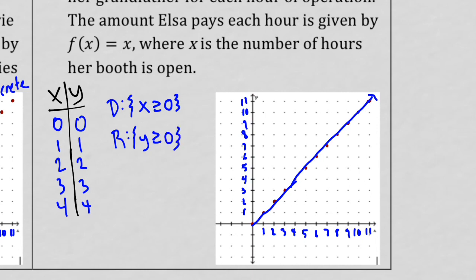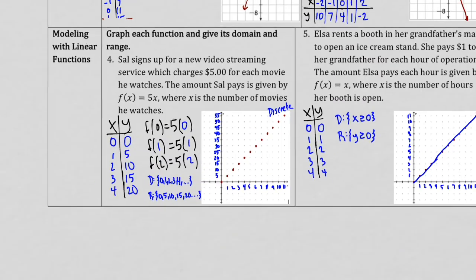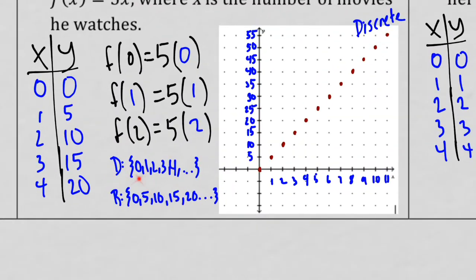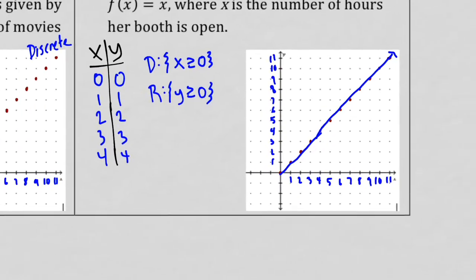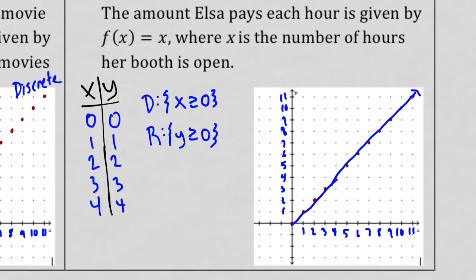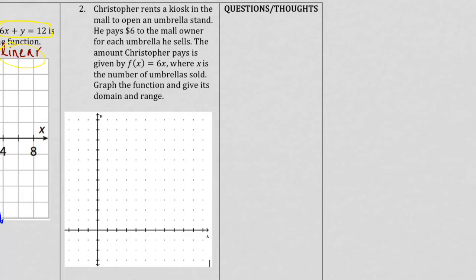So notice why I use this form instead of just listing numbers like here. Here I just listed numbers because it's discrete, right? It's only those numbers. Here I wrote it like this because it doesn't have to be just those numbers. It could be all of the numbers in between. So this is including all the numbers that are greater than or equal to 0, regardless of if they're whole numbers or decimals. Alright, now I want you to go to your side and do number 2.